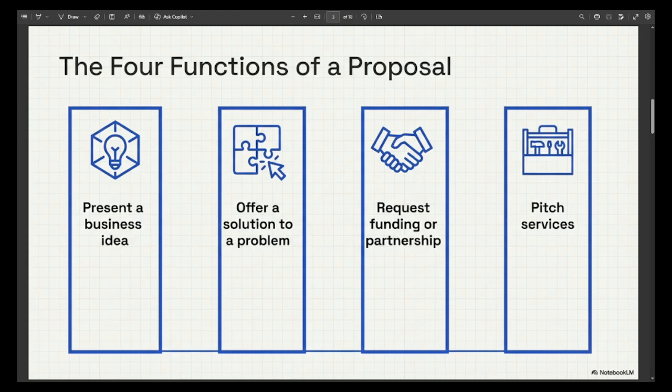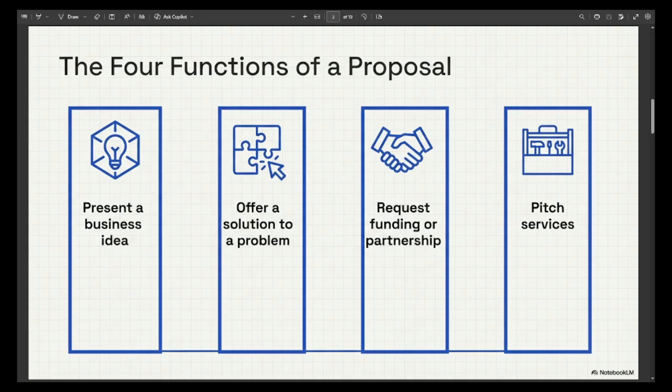So we have the 4 functions of a proposal. It's to present the business idea. It is to offer a solution to a problem. For your business to be viable, it has to be solving a problem, which is very important. Because if you're not solving any problem, you're not going to, at the end of the day, have any end user for your product, whatever it may be, either B2B, B2C, or whatever the model of your business might be. So now, request for funding or partnership, that's what the use of a proposal will also cover. Now, it's also a pitch service.